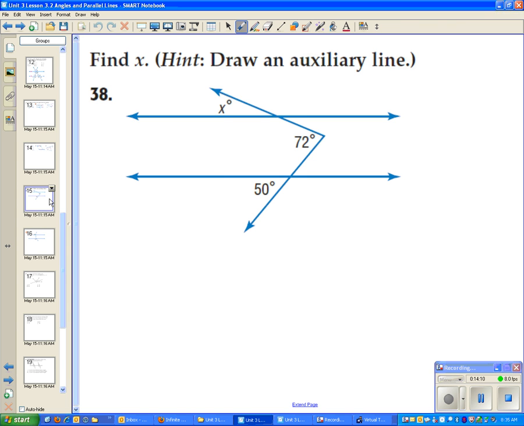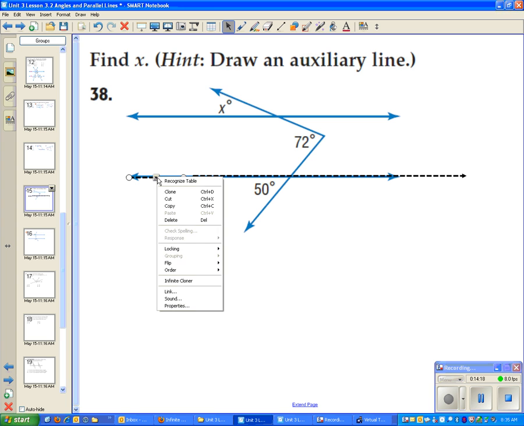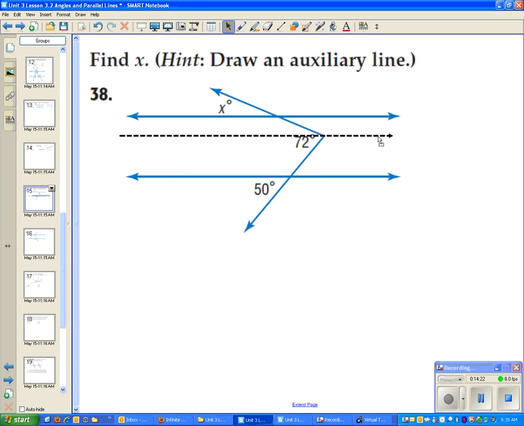Our hint is to draw an auxiliary line. So what I'm going to do is draw a line that's parallel to those other two. And they should have marked that those two are parallel. That's a mistake on the book's part. We need to know those are parallel, or the rest of what I'm going to do is not going to work. So don't assume they're parallel. So they're parallel, and then I made that other line parallel to them. Now that I have parallel lines, I can use the corresponding angles postulate, the alternate interior angles theorem, the alternate exterior angles theorem, the consecutive interior angles theorem. So I'm going to do this.